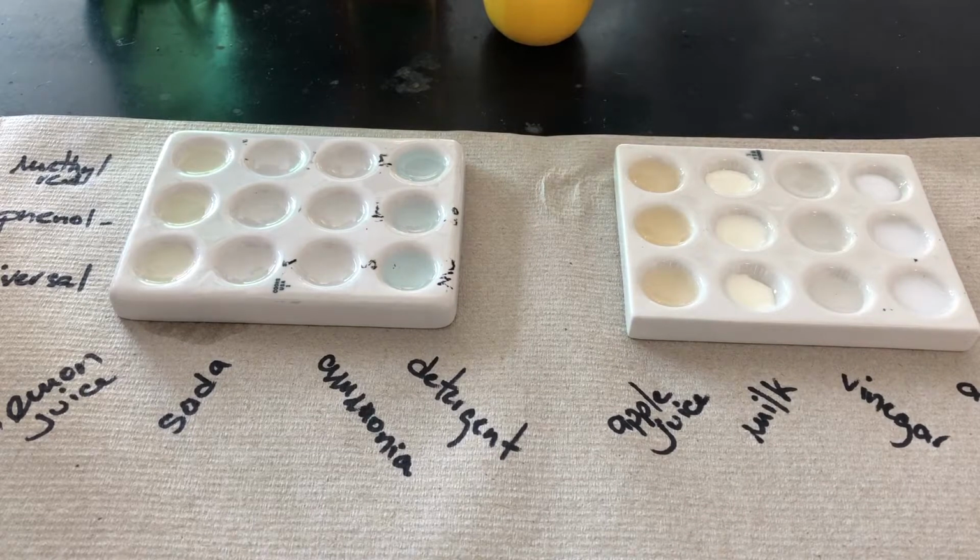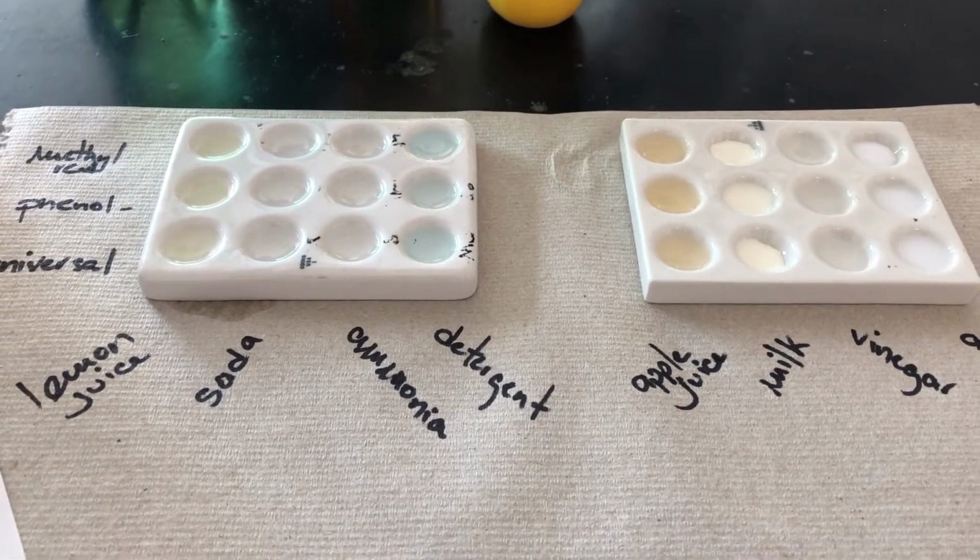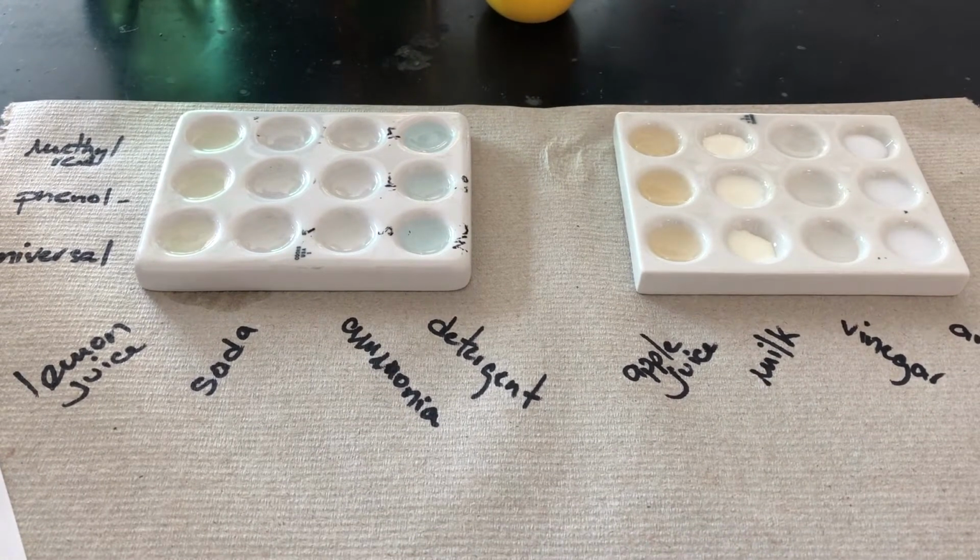So what I've done is prepared two well plates and included chemicals in each column. So for example, the three wells in the first column contain lemon juice, and the three wells in the second column contain soda. And I have ammonia, detergent, apple juice, milk, vinegar, and antacid.